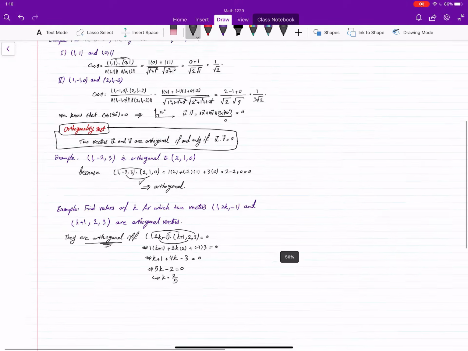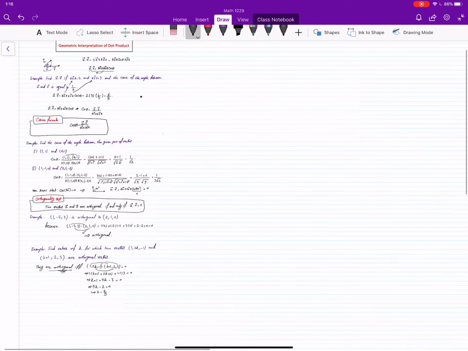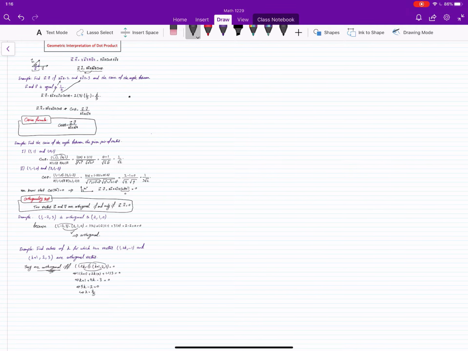Okay, very quick wrap up. While we learned what is the geometric meaning of the dot product, we had 3 new formulas: one cosine formula, and one orthogonality test.